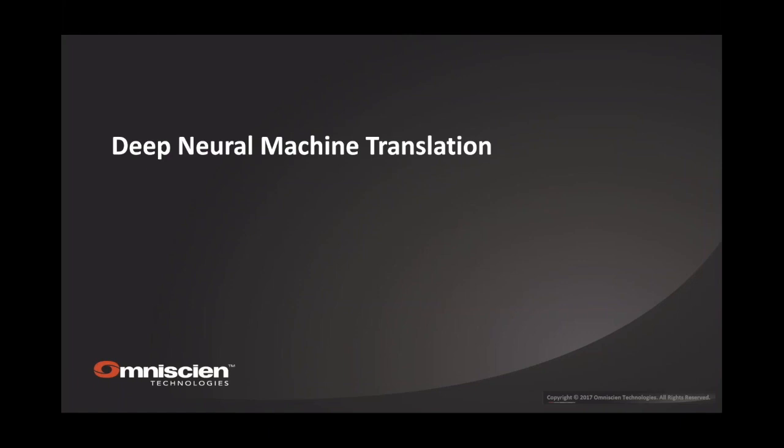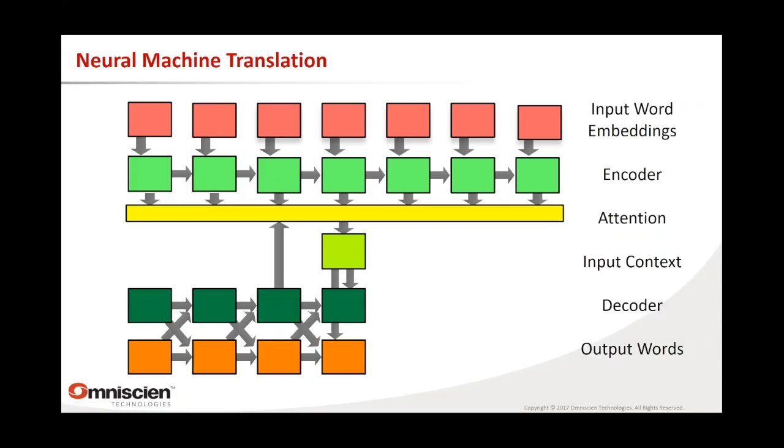So after all I said about deep learning and neural machine translation, it is relatively straightforward what deep neural machine translation means. This is again the picture of neural machine translation. You see there various layers of processing, so in a way, it's already somewhat deep. You don't directly map from an input word to an output word. You have the encoder layer, you have the decoder layer, and you have the attention mechanism in the middle.